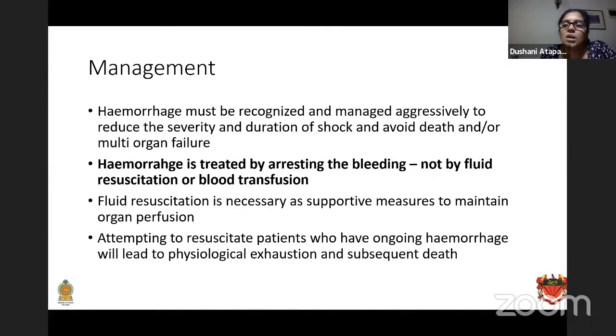multi-organ failure, to maintain the organ perfusion, until you identify and stop the bleeding, by which time you can have the fluid and blood resuscitation. Attempting to resuscitate patients who have ongoing hemorrhage will lead to physiological exhaustion and subsequent death.